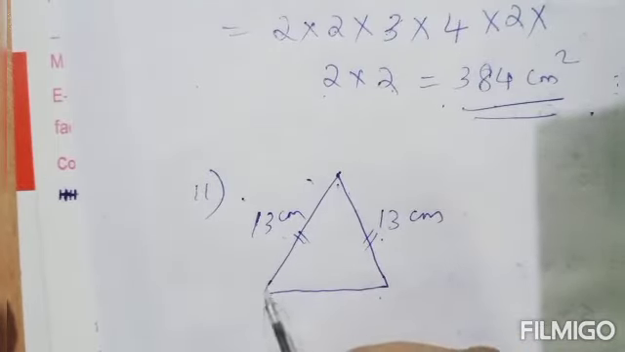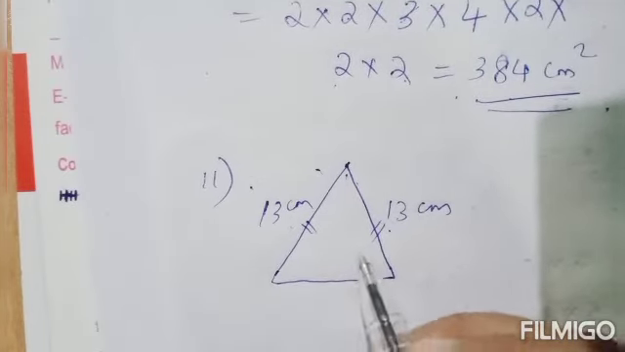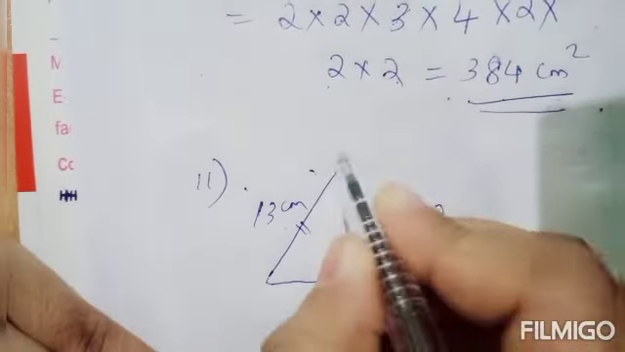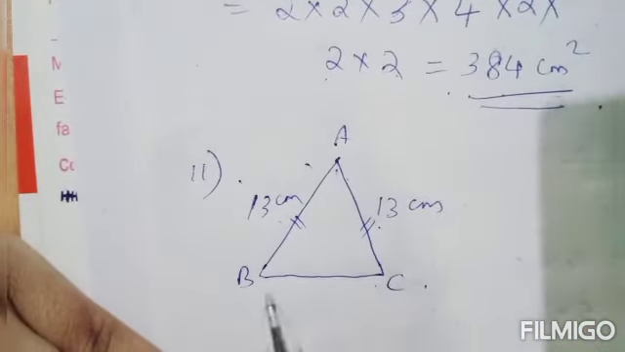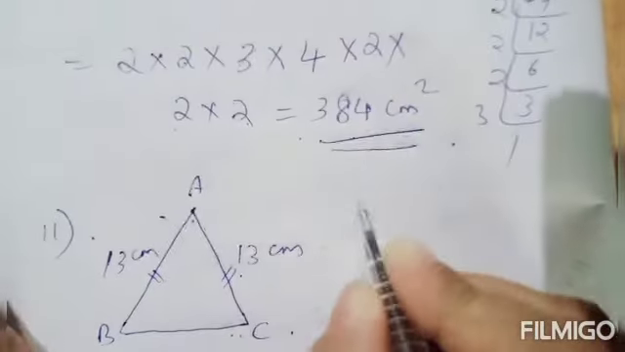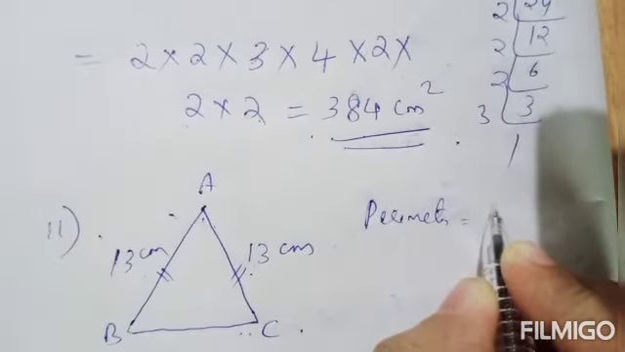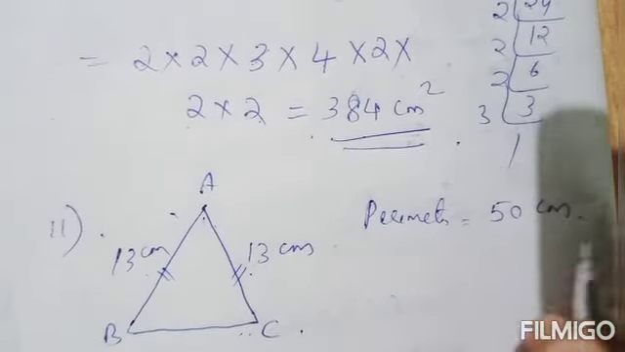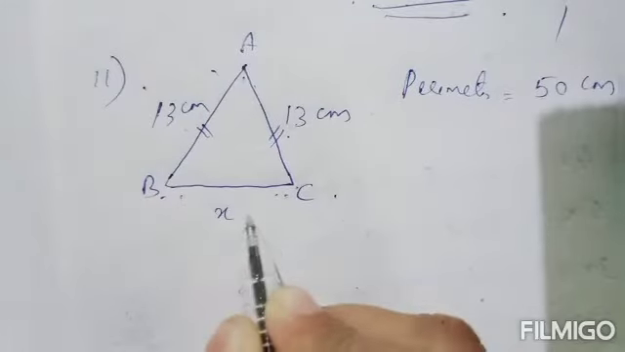So if this one equal side is 13 centimeter, the other side will also be 13 centimeter. Okay, let us name this triangle ABC. Now what is given next? Perimeter, it is given 50 centimeter. So let us take BC as x centimeter.